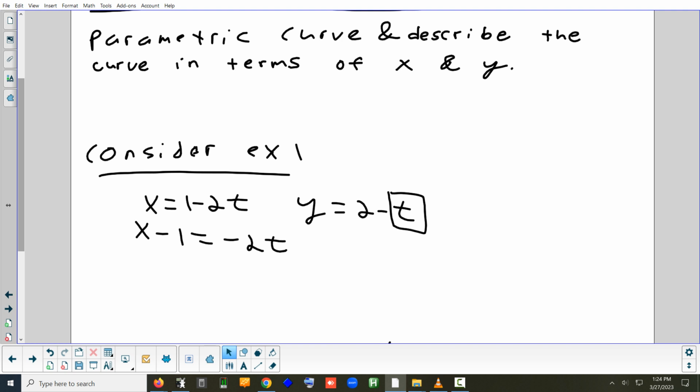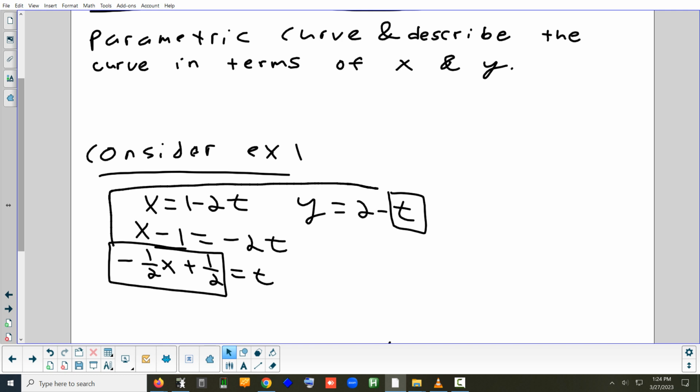I'm going to write it out separate. So if I divide x by -2, I essentially have -1/2 x, that's the same as x divided by -2. And what if I divide -1 by -2? 1/2. Okay, so there's my formula for t, solving the x equation for t.